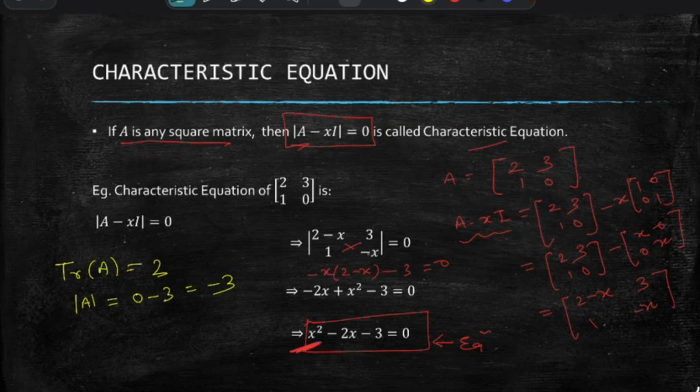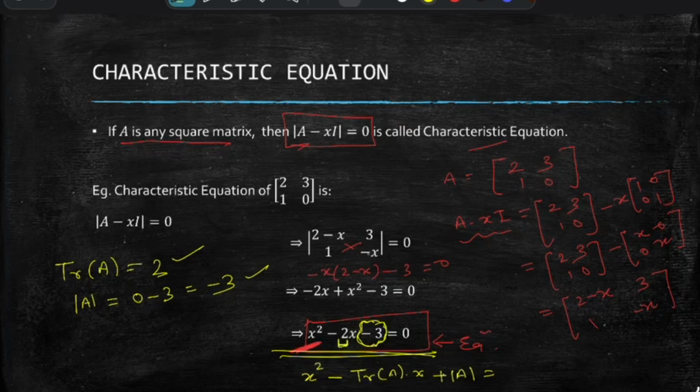So if I know the trace of the matrix and the determinant of the matrix, then we can write the characteristic equation very easily. Here what is this minus 3? This is nothing but the determinant of A. And what is this 2? This is the trace of A. So basically we can also write this as x square minus trace of A into x, plus determinant of A equal to 0. So for a 2 by 2 matrix we can write the characteristic equation in this way also.